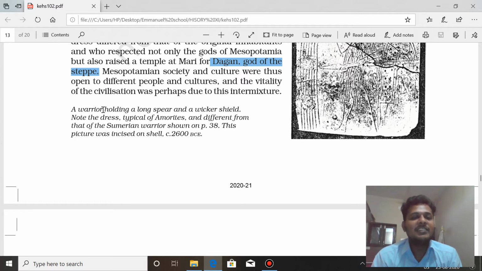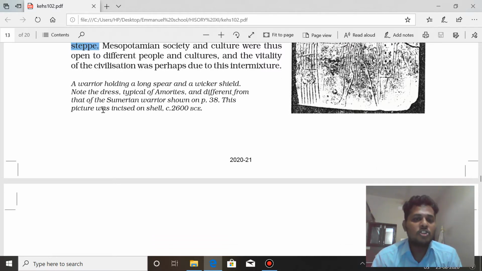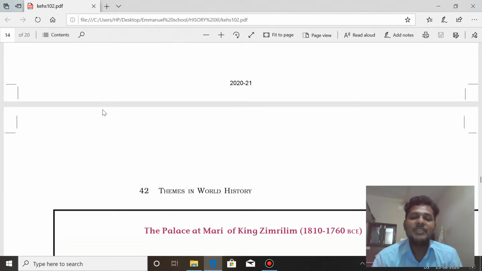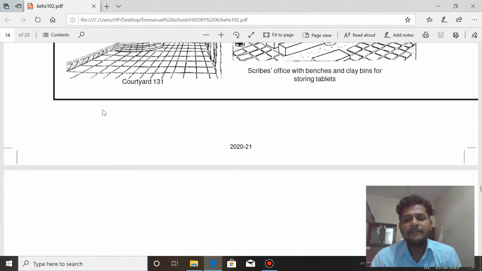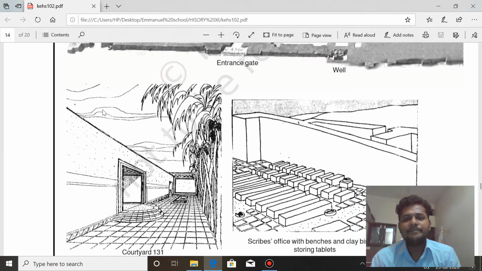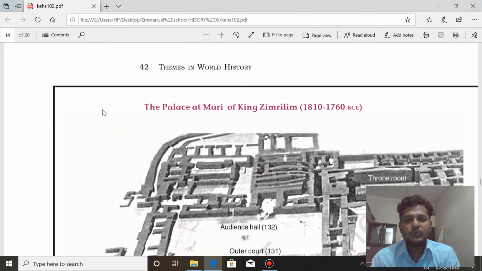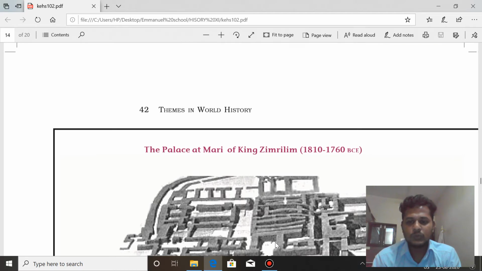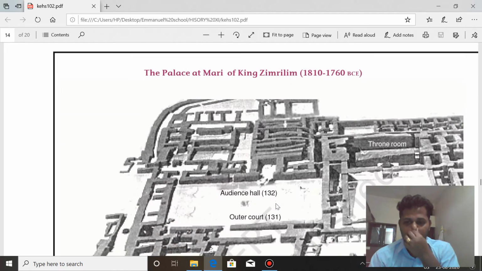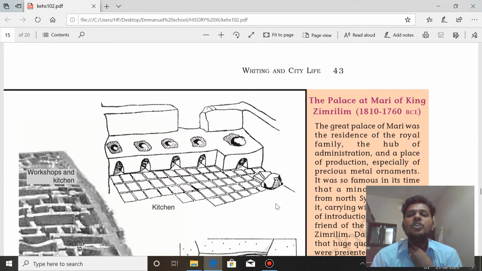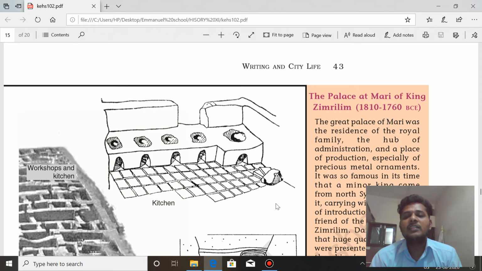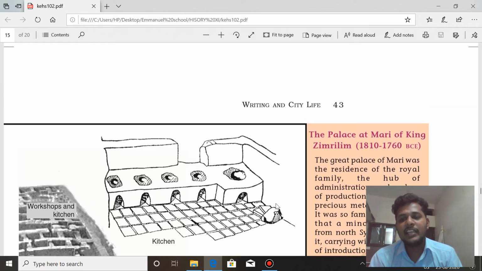Mesopotamian society and culture were thus open to different people and cultures. So many people came and got settled, and if they were powerful, they started ruling also. Thus, the civilization was an intermixture. Okay, so there is a source given here. The palace at Mari, King Zimrilim. Zimrilim is the name of the king of Mari.